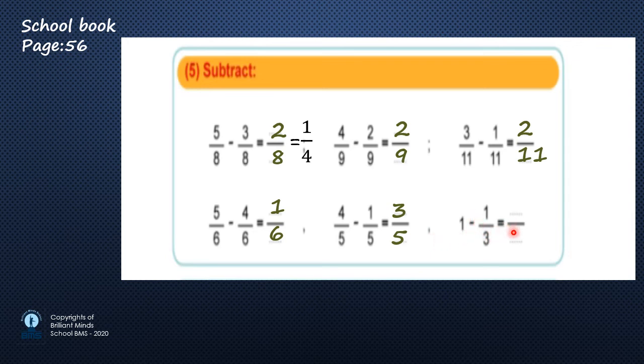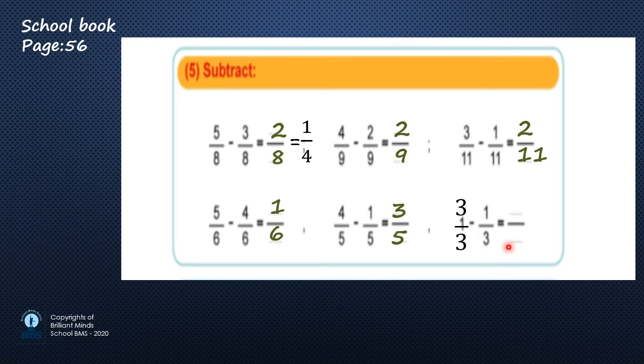Okay. We said we can replace the 1 with any fraction with the same n and d. How are we going to know which number to choose? According to the denominator in the second fraction. I have 3 down here, so I'm going to replace 1 with 3 over 3. So I have the question now: 3 over 3 minus a third equals.